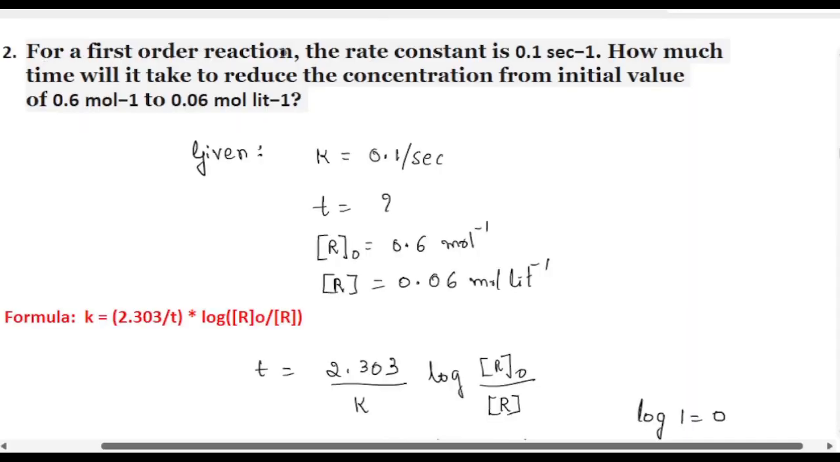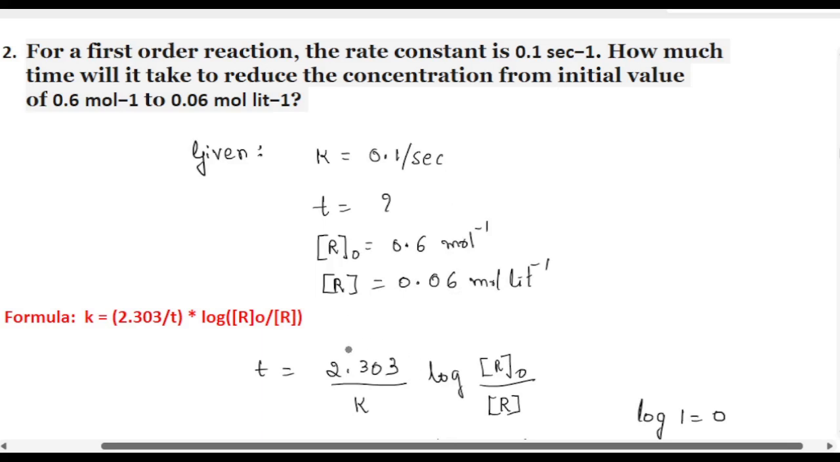For a first order reaction, the rate constant is 0.1 per second. How much time will it take to reduce the concentration from an initial value of 0.6 mole per liter to 0.06 mole per liter? So what is given? The rate constant is given. So K is 0.1 per second. Again, here we need to calculate the time taken to reduce the concentration from 0.6 to 0.06. R naught is 0.6, R is 0.06.